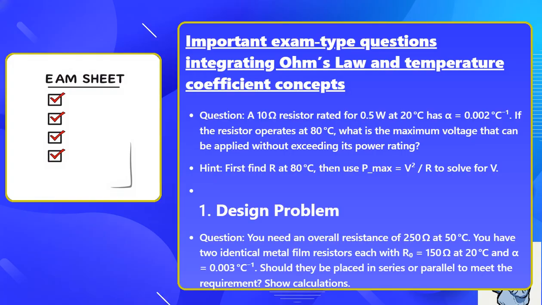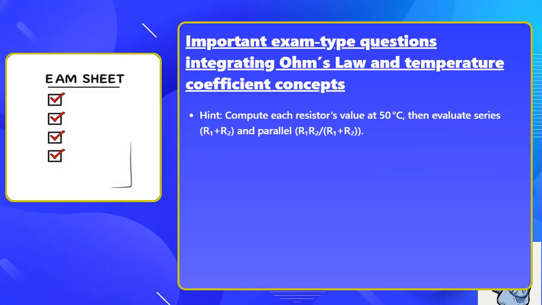5. Design problem. Question: you need an overall resistance of 250 ohms at 50 degrees Celsius. You have 2 identical metal film resistors, each with R0 equals 150 ohms at 20 degrees Celsius and alpha equals 0.003 per degree Celsius. Should they be placed in series or parallel to meet the requirement? Show calculations. Hint: compute each resistor's value at 50 degrees Celsius. Then evaluate series (R1 plus R2) and parallel (R1 times R2 divided by R1 plus R2).